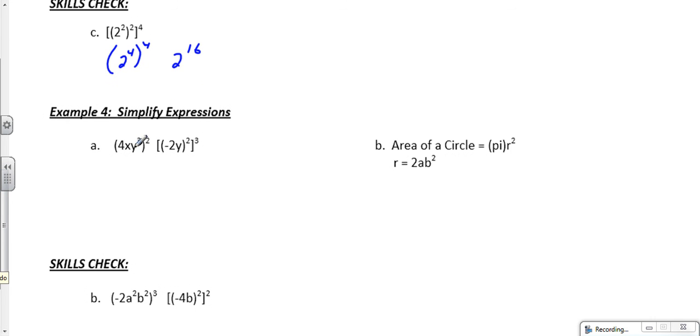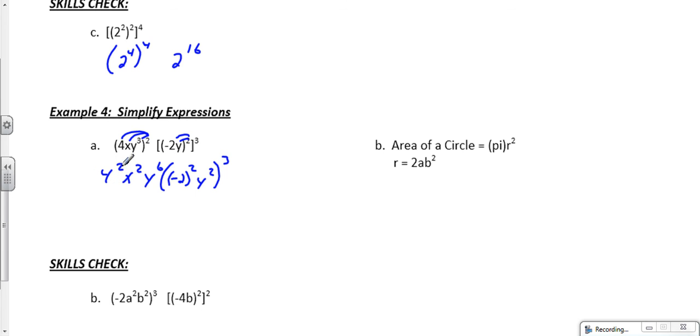Next one, let's simplify the powers first by distributing it. Now notice that all of this inside here is being squared, so this power affects every piece in it. So it's a form of distribution. So this becomes 4 squared. X to the 1 times 2 is x squared. Y to the 6th. Then in here I have to distribute that. Negative 2. I want to put negative 2 in parentheses because that's actually what's being squared. And y squared. And that's all to the third power.